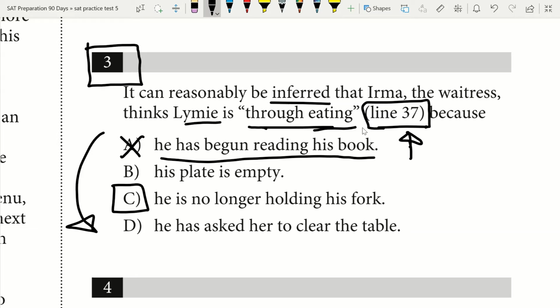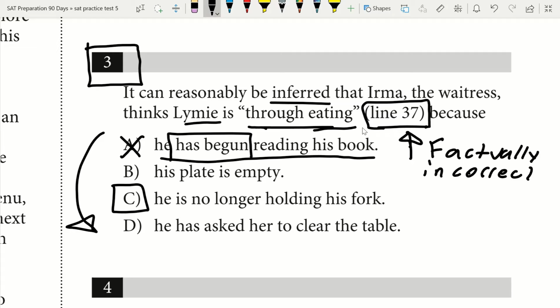Okay, it can't be correct because it's not factually true. Also, even though he has been reading his book, he did not just begin to. Okay, so that is factually incorrect. Furthermore, since he has already been reading his book for a while, that would not indicate to her that he's just now through eating. All right, next option, his plate is empty.